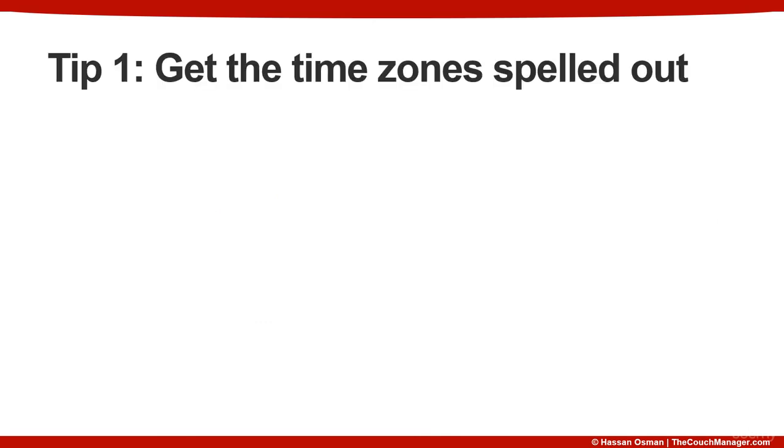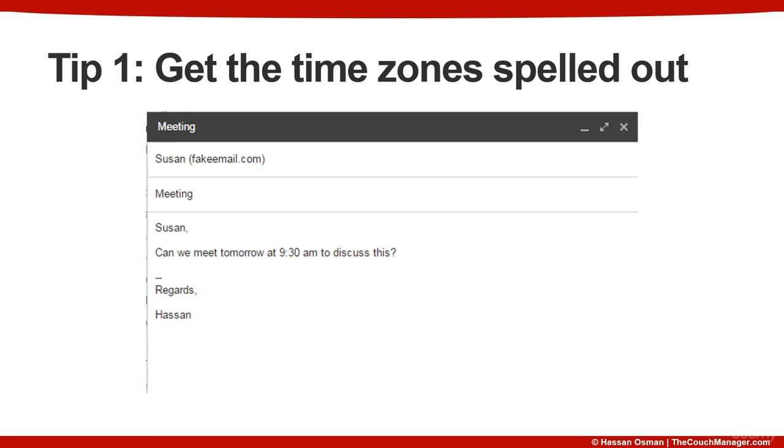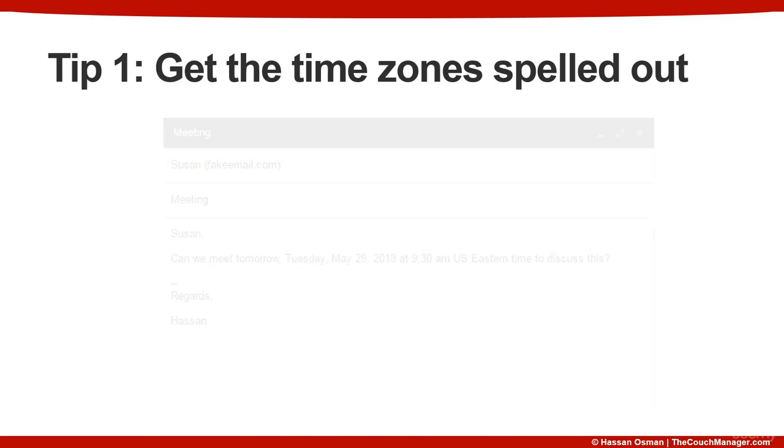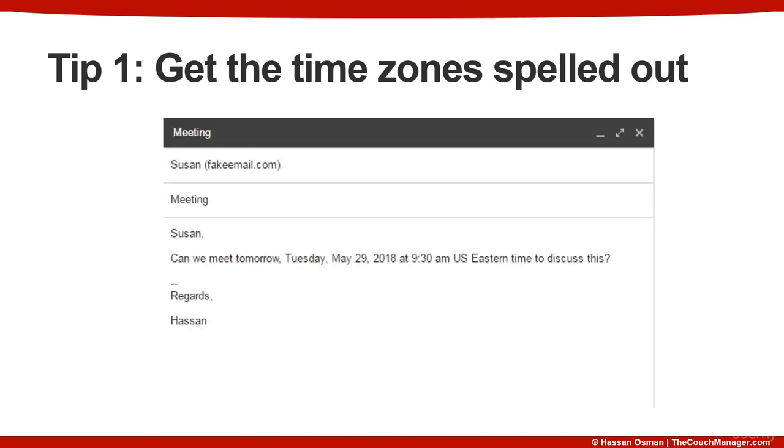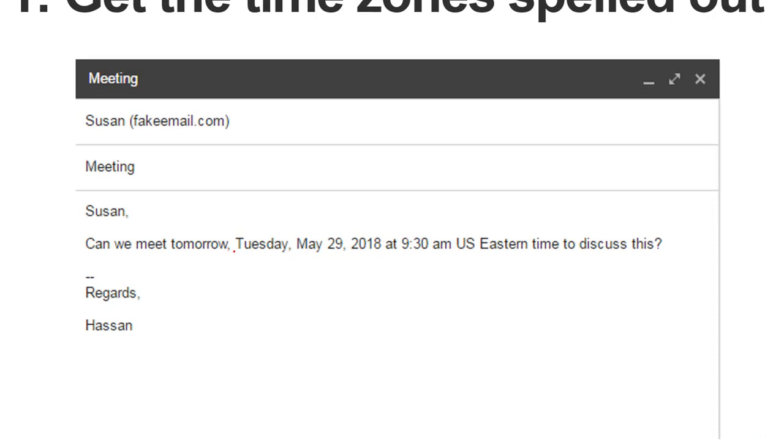Going back to the example about getting the time zones spelled out, where I sent Susan an email asking if we can meet tomorrow at 9:30 a.m. to discuss this. A better way of doing that is to actually send an email such as, "Susan, can we meet tomorrow, Tuesday, May 29th, 2018 at 9:30 a.m. US Eastern Time to discuss this." As you can tell, there's a day, there's a date, there's a time, and there is a clear time zone that explains exactly when that is.